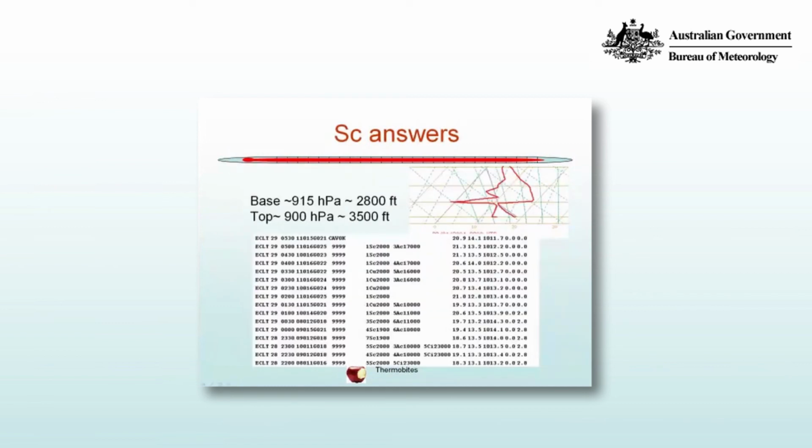And here's what it looks like. You can see there's a very strong inversion. Rapid warming with height and rapid drying with height. And you can see that there's a well-mixed layer in both the mixing ratio, both in the dew point, resulting in a mean mixing ratio line, and in the temperature, as indicated by the dry adiabat. And when you do this, you get a top of about 900 hectopascals, 3,500 feet, and a base of 915 hectopascals, or about 2,800 feet. So the deck of stratocumulus cloud is thin in this case.